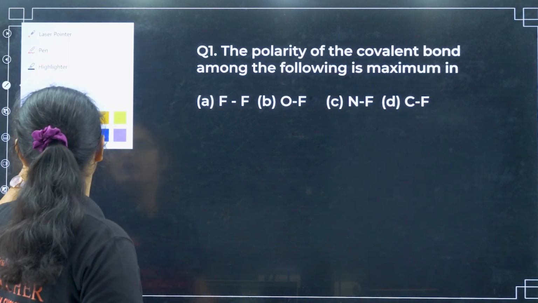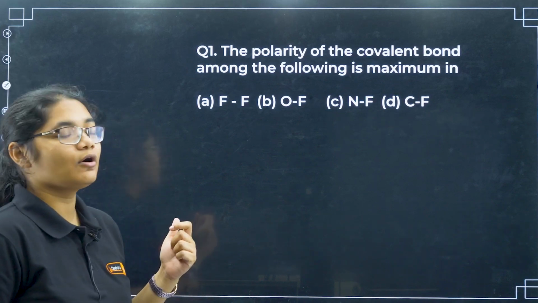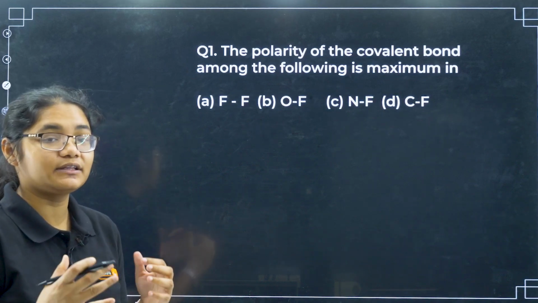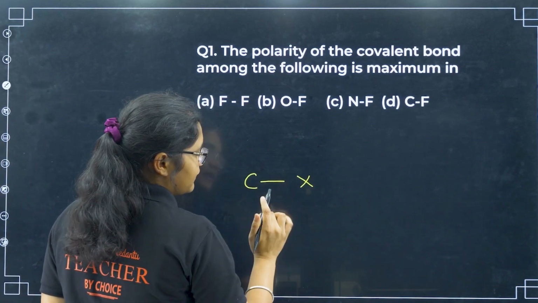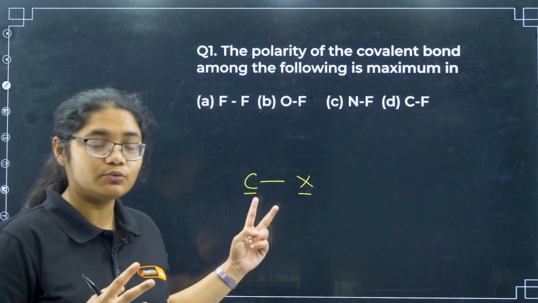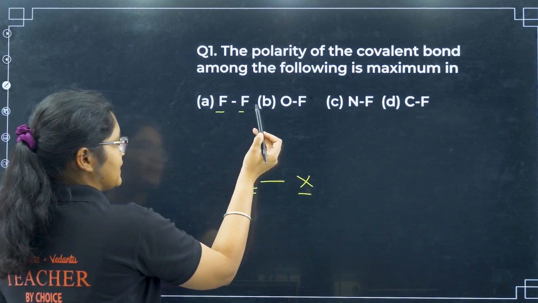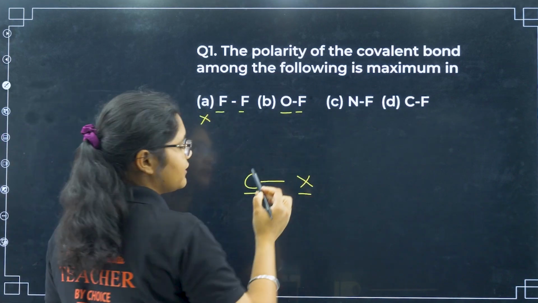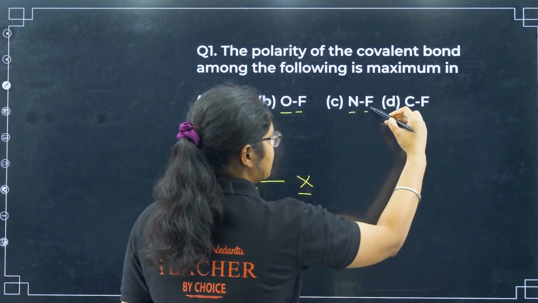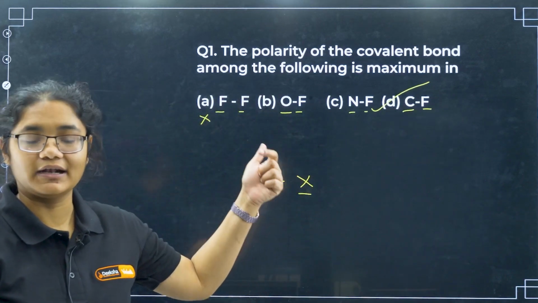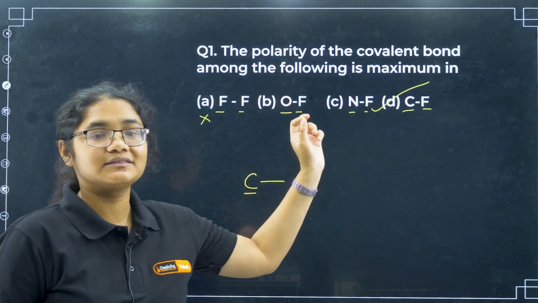The polarity of the covalent bond among the following is maximum in. Now if you see the polarity of the covalent bond, okay, so polarity depends on the charge, right? So if I have, for example, one element and this is another element, if the electronegativity difference between the two elements is high, then the polarity will also be maximum, right? So here you can see these are the same elements, so no electronegativity difference. Oxygen and fluorine both are electronegative elements, so that is why their electronegativity difference is less. Same here, but in C and F, fluorine is highly electronegative as compared to carbon, so there is a more electronegative difference, and that is why the bond is maximum polar here.